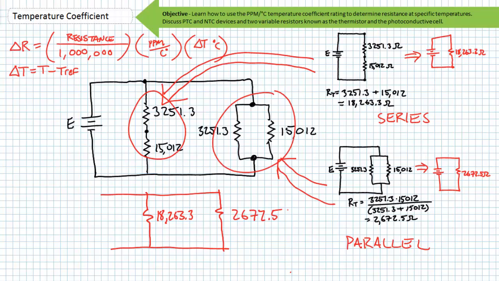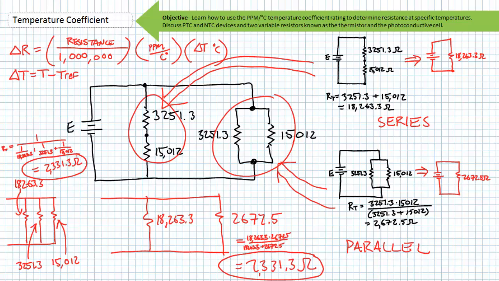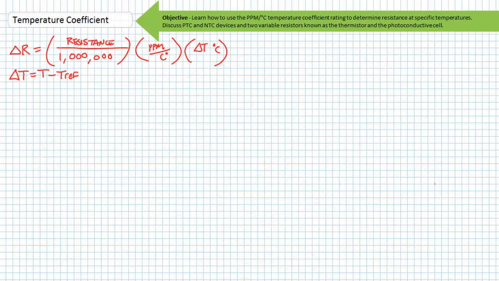In effect, what I've done is placed an imaginary 18,263.3 ohm resistor in parallel with a 2,672.5 ohm resistor. Or if you think about it, I've taken an 18,263.3 ohm resistor and placed that in parallel to our original configuration of a 3,251.3 and a 15,012 in parallel. Regardless of your desired level of simplification or whichever formulas you wish to employ, you'll find the total resistance for this series parallel combination to be 2,331.3 ohms.